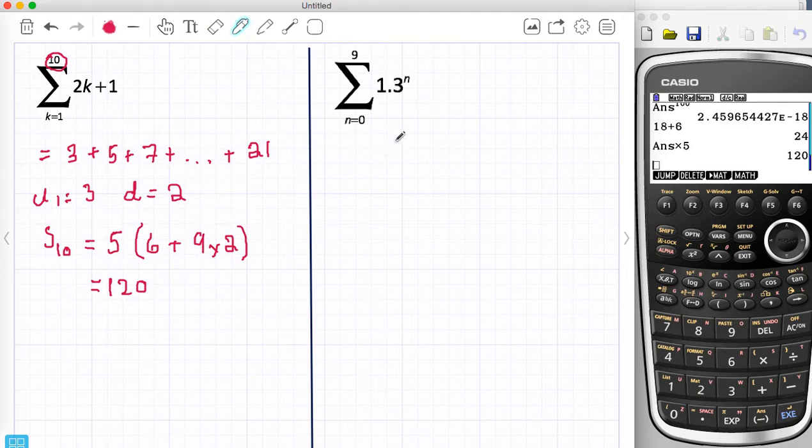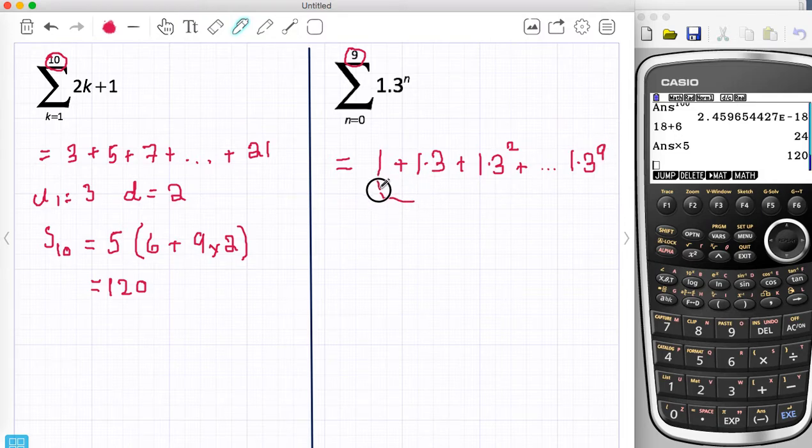Okay, let's look at another one. This one here starts with n equal to 0. So I'm going to put 1.3 to the power of 0 in here, and anything to the power of 0 is 1. The next term is 1.3 to the power of 1, so that's 1.3. And the next term is 1.3 to the power of 2. And I'm going to carry on like that until I do 1.3 to the power of the last number here, 9.